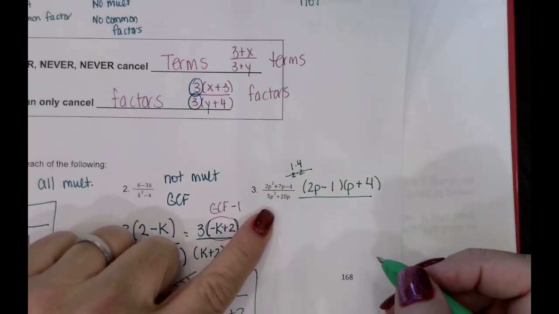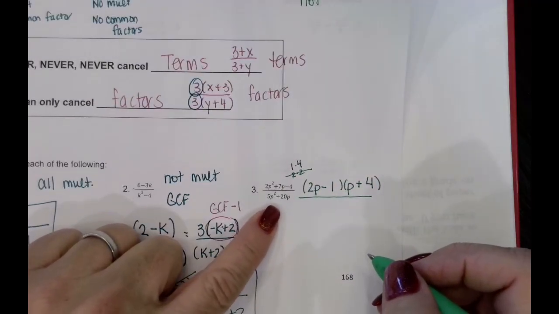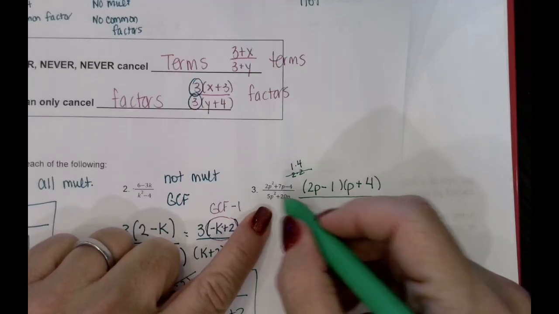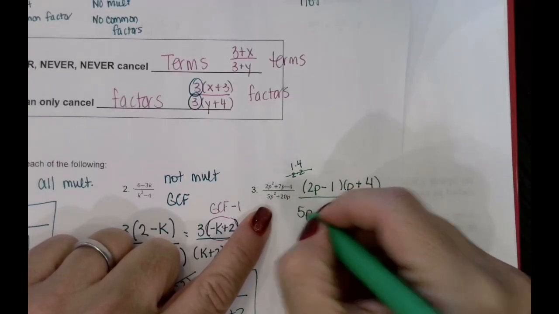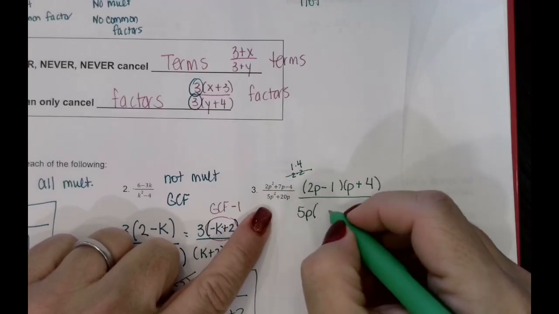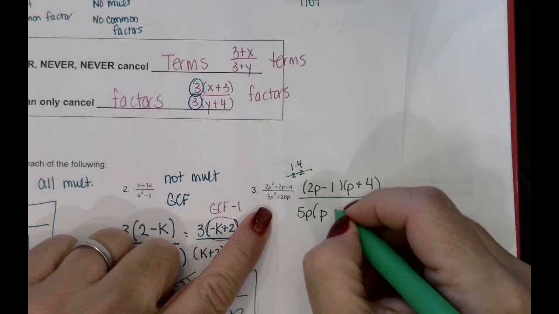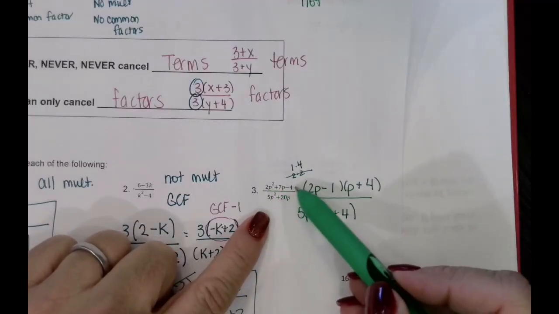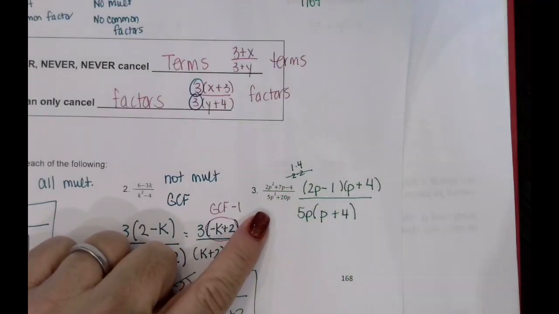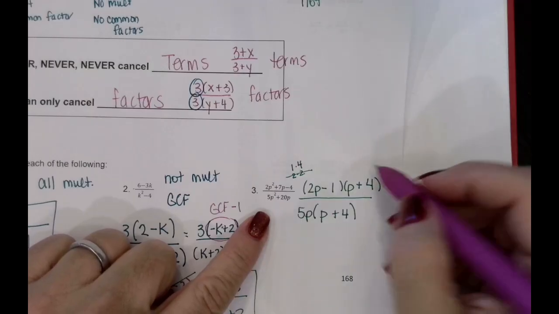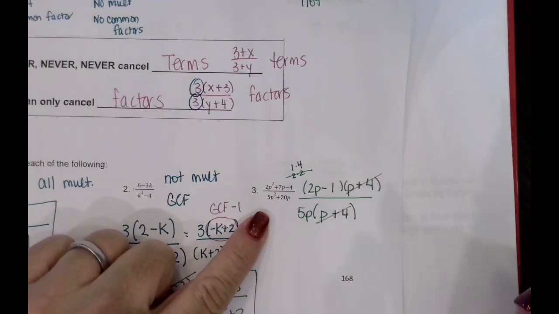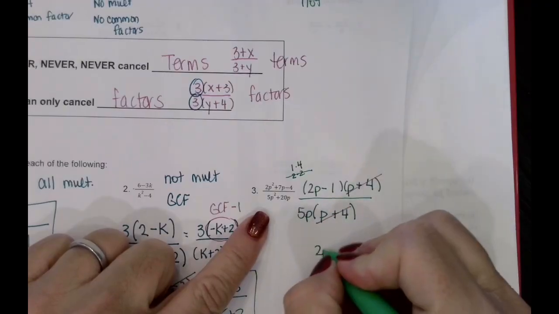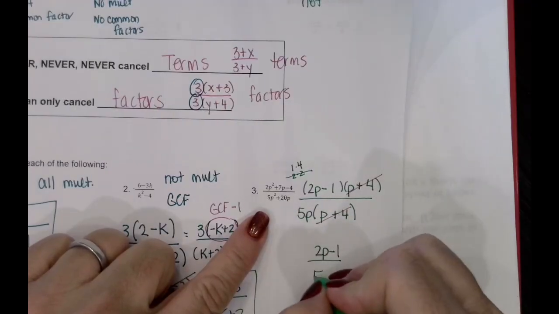On the bottom, it's not trial and error, but it is a common factor. So I see I can pull a 5 out, but I can also pull a p out. So I'm going to factor out a 5p, and I'm left with p plus 4. Okay, so I went from all adding and subtracting to now multiplying. So now I can cancel, and I see p plus 4 and p plus 4 are going to go away. So I'm left with 2p minus 1 over 5p.